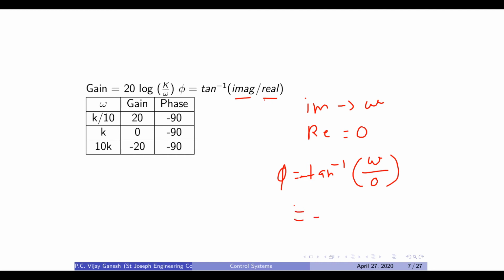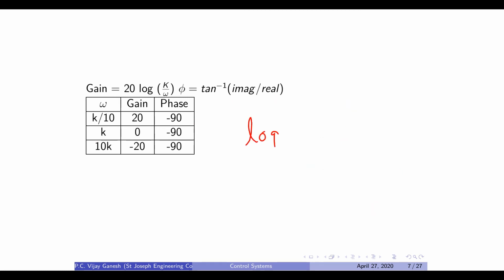So if you do this one, what is the value you'll get? I'll get the value of minus tan inverse of infinity, which is equal to minus 90 degrees. So that is the value we got here. Similarly, if I substitute the k, then what is the value we will get? We'll get 1, log of 1. When it is a log of 1, that becomes 0. So we'll get the gain as 0.